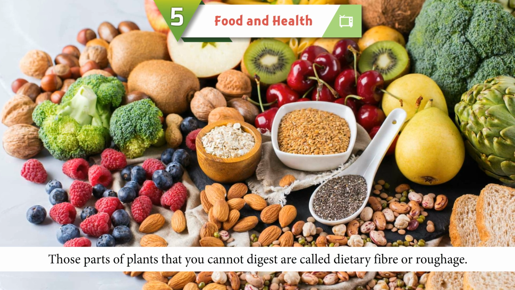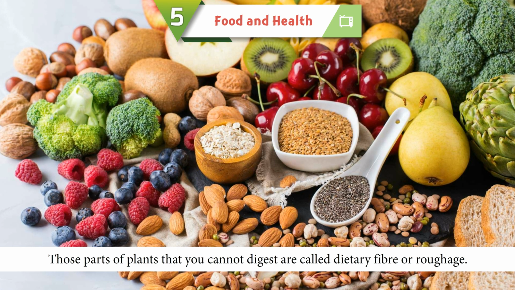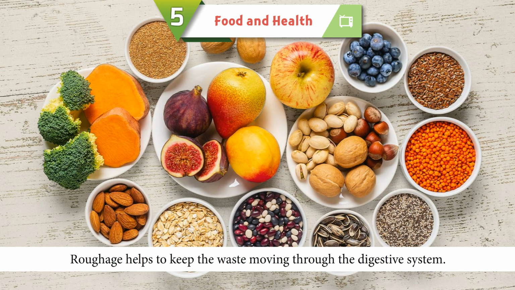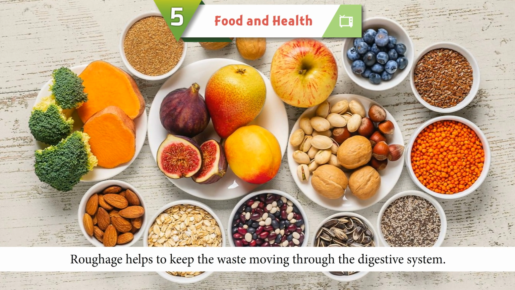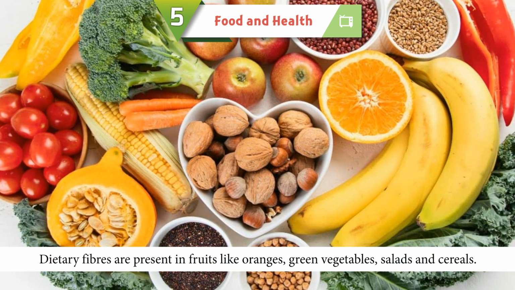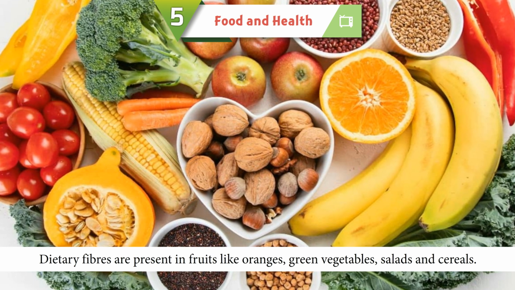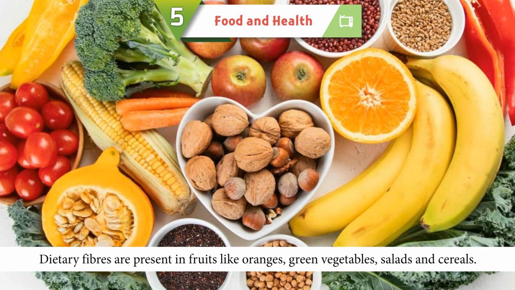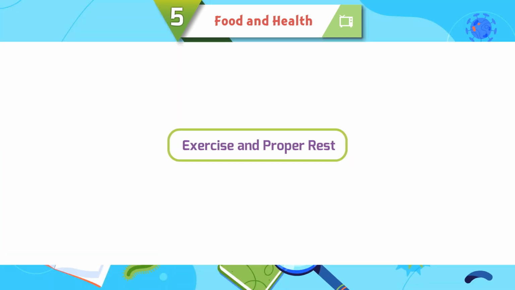Roughage. Those parts of plants that you cannot digest are called dietary fiber or roughage. Roughage helps to keep the waste moving through the digestive system. We must include roughage in our diet. Dietary fibers are present in fruits like oranges, green vegetables, salads, and cereals.